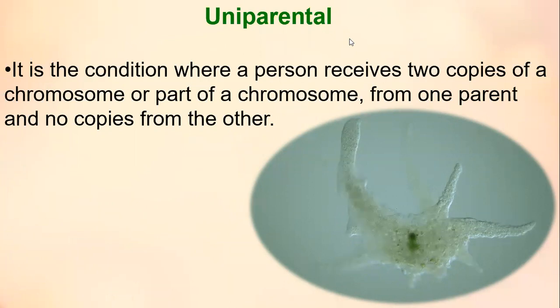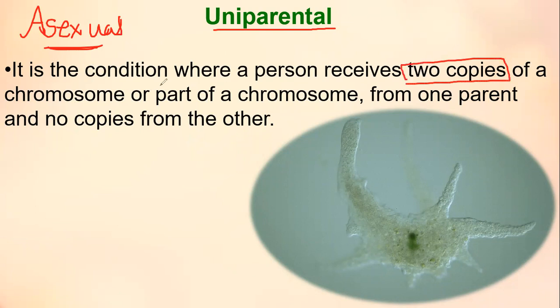This is uniparental. Only one parent is required. All methods of asexual reproduction require what? Only the uniparental condition. It is a condition where a person receives two copies of a chromosome or a part of a chromosome only from one parent.